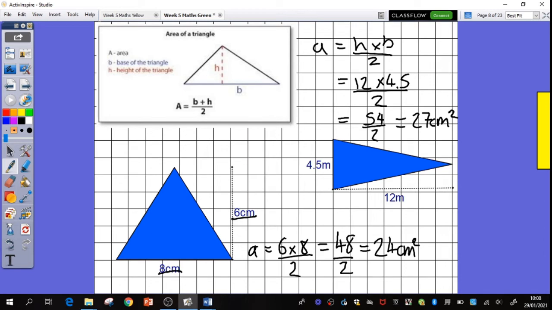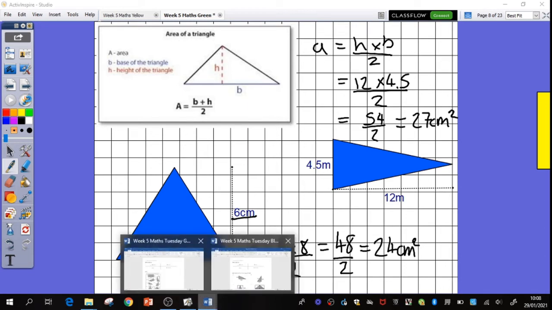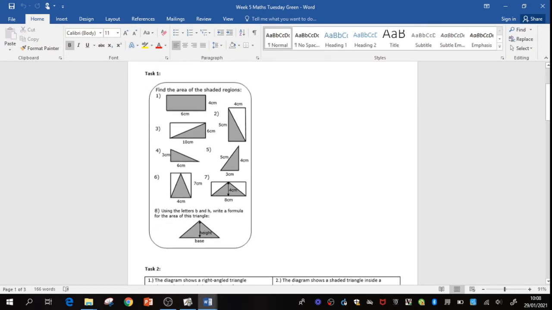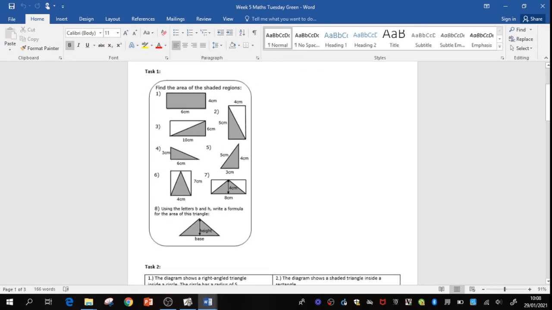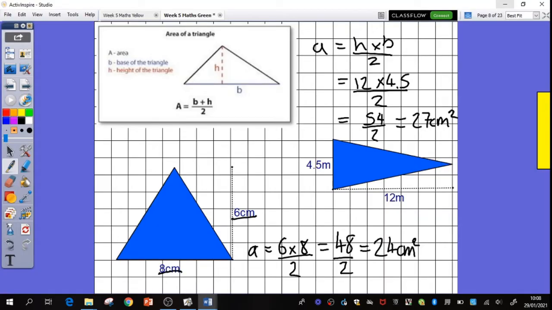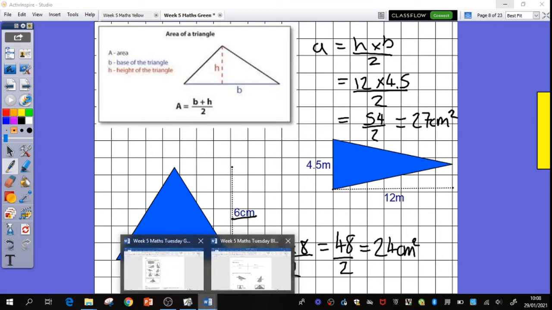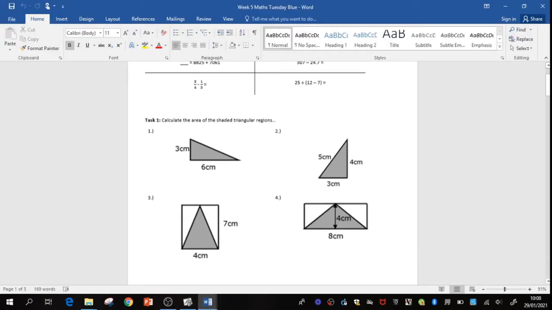What you can do now is pause this video. If you are in green group, I'd like you to have a go at task 1 here, just doing some fluency of that. If you are in blue group, pause the video now. You've got 4 fluency to do, and then I'd like you to replay the video.